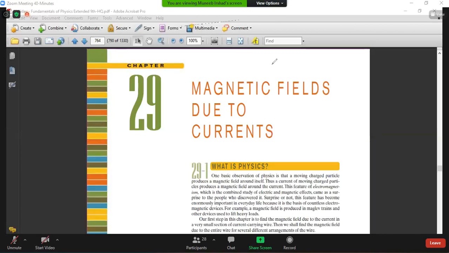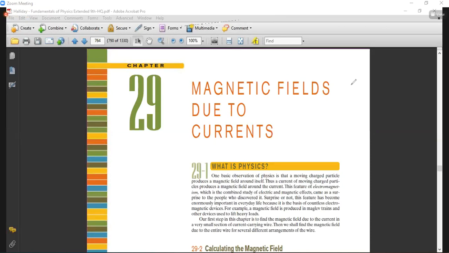Okay, so we will start this chapter, which is basically the magnetic field due to the currents, and we will see how much the strength of the magnetic field will be. We will derive the relation for the strength of the magnetic field with different orientations or different symmetry of the wires. So first of all, we will start with the simple one.